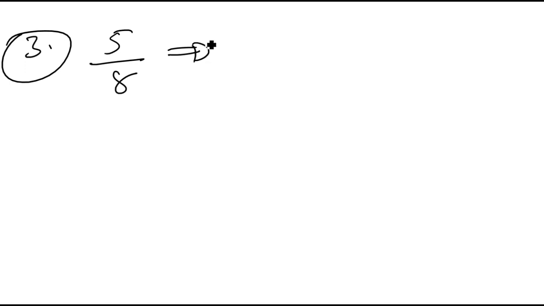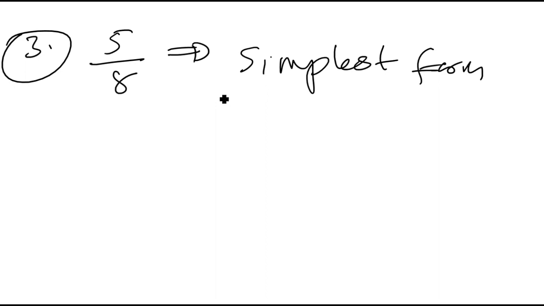Okay, so here, look at the numerator. It's 5. Denominator is 8. You cannot divide anymore. So this one is already in simplest form. So you cannot do anything. You don't have to think much about this one.